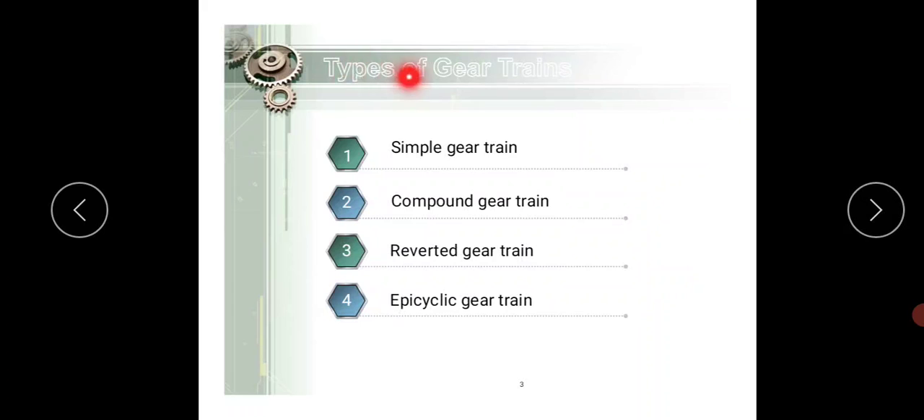Now let's see the types of gear trains. There are four types of gear trains. First is the simple gear train. Second is the compound gear train. Third is the reverted gear train. Fourth is the epicyclic gear train. These are the four types of gear trains. Now we are going to see them one by one.